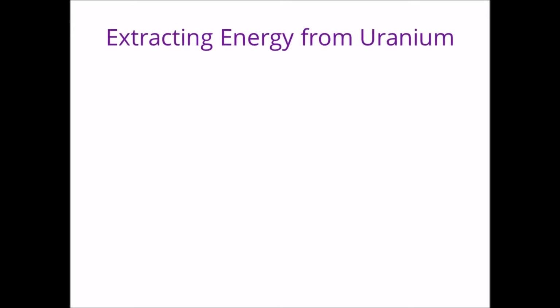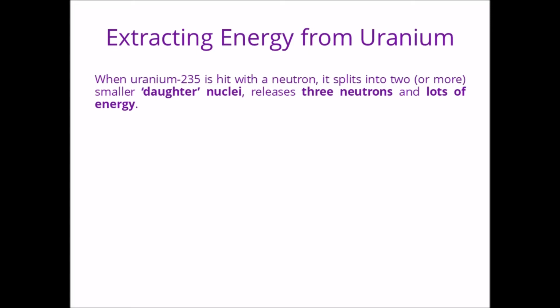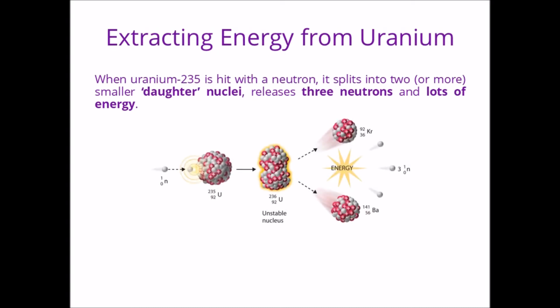So let's have a look at a specific example. When uranium-235, a fissile isotope of uranium, is hit with a neutron, it splits into two or more daughter nuclei, as we call them, and releases 3 neutrons and a lot of energy. This is shown in this schematic here. So here we have our neutron being fired at our atom of uranium-235. We temporarily form the isotope uranium-236, which is very unstable, which almost instantaneously breaks apart into 2 daughter nuclei. In this case, we've got an atom of krypton being made and an atom of barium being made. We see we release a lot of energy and 3 further neutrons.